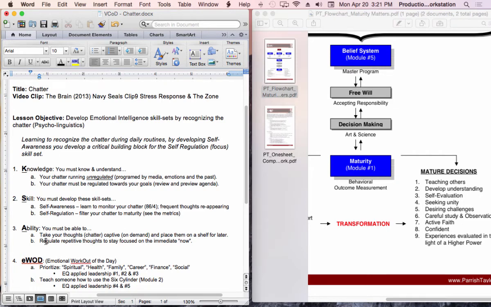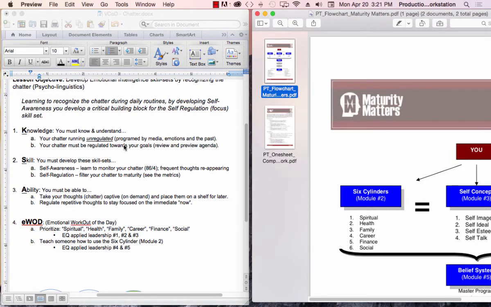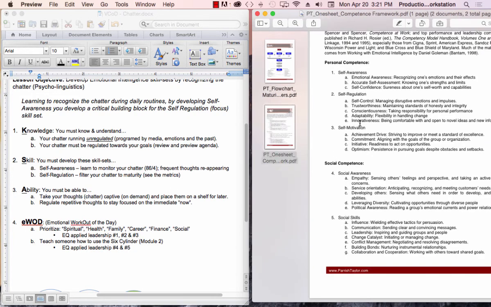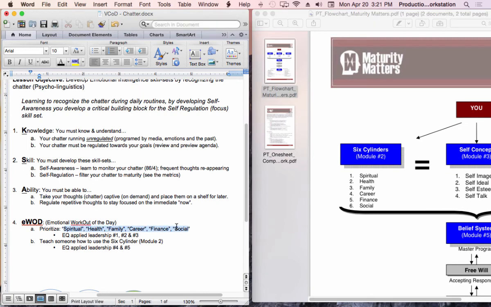So take your thoughts, regulating repetitive thoughts to stay focused on the immediate now, again using your two skills. The emotional WOD, the EWOD of the day, if you will: prioritize. Use this module right here, module number 2. What you want to do is prioritize these, and you're already starting to regulate your thoughts in the right direction. And you're doing even more so. You're looking at self-motivation, which is the hardest one to teach, but that's one of the advantages of that particular module. So again, prioritize them. Use those six.